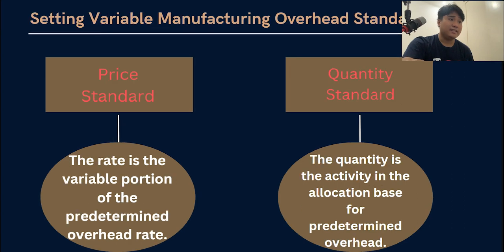Then next is the settings of variable manufacturing overhead standard. It also has two factors. First is the price standard rate. It is the variable portion of the predetermined overhead rate, while quantity standard is the activity allocation base for predetermined overhead.